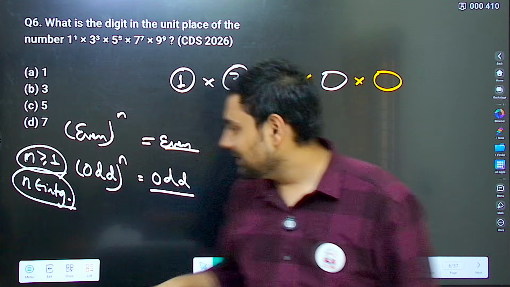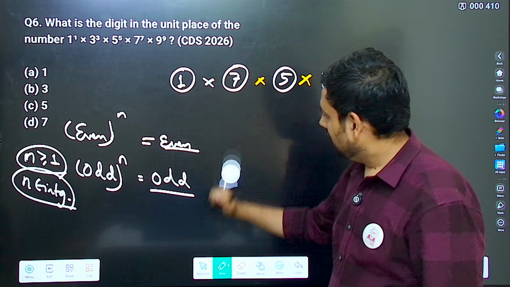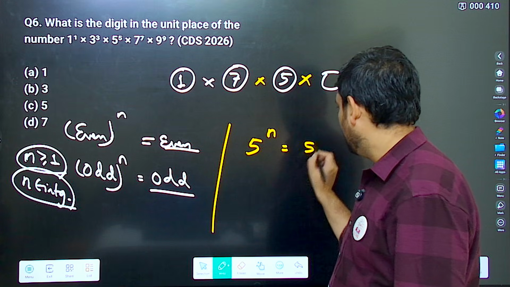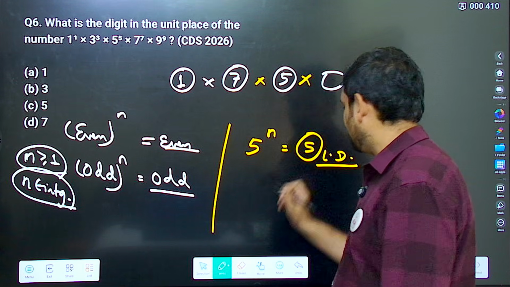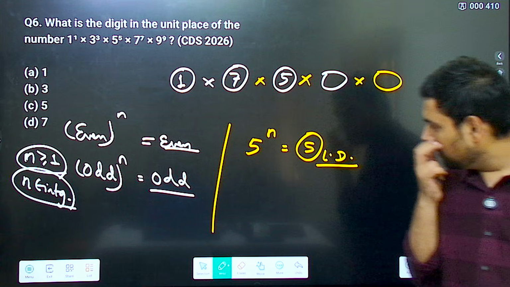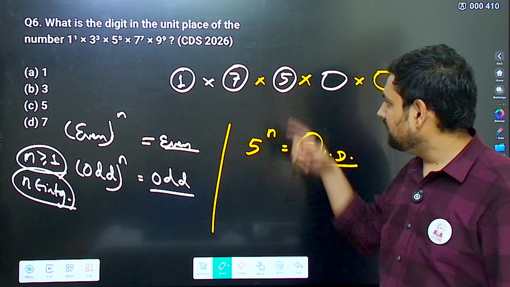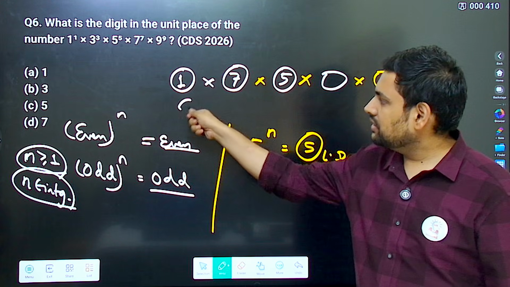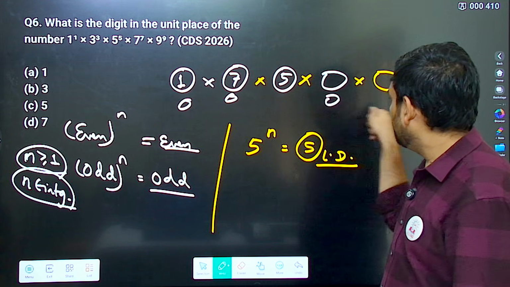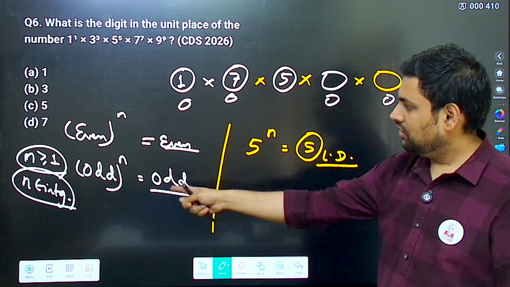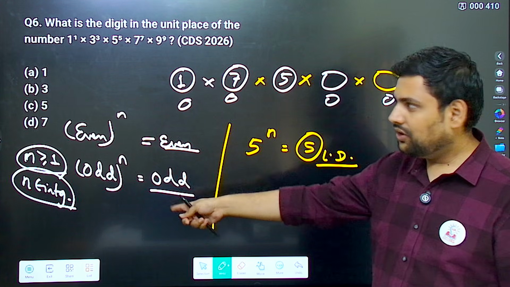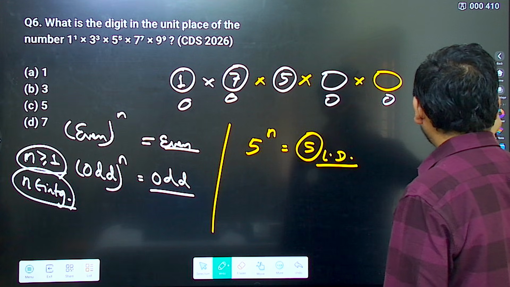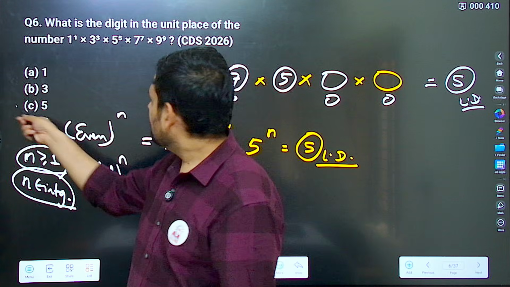Now, one more thing that you are seeing in this question is 5 power n always has 5 as the last digit. Correct? Now, one more thing you remember, 5 into anything odd will always give you last digit as 5. What is this? Odd, odd, odd, odd. 7 power 7 also odd. 9 power 9 also odd. So 5 into any odd, what will be the last digit? Last digit will be 5 only. C becomes the answer.